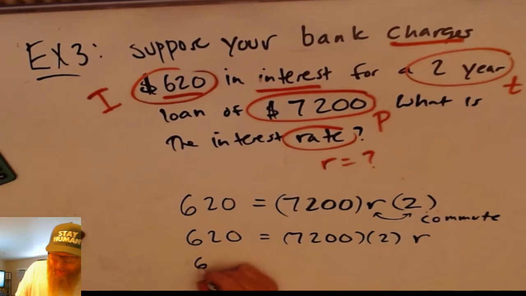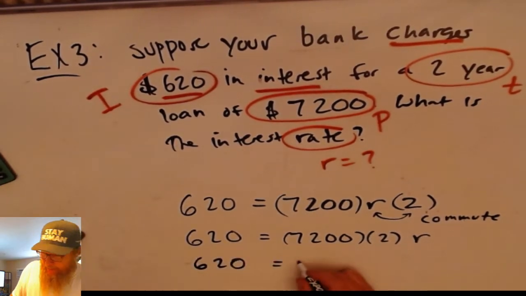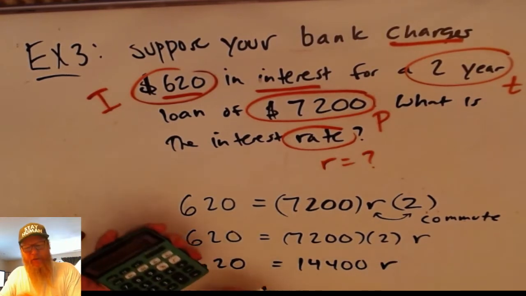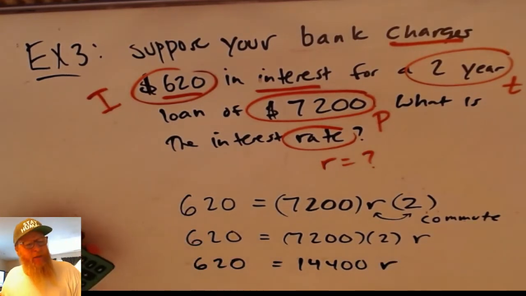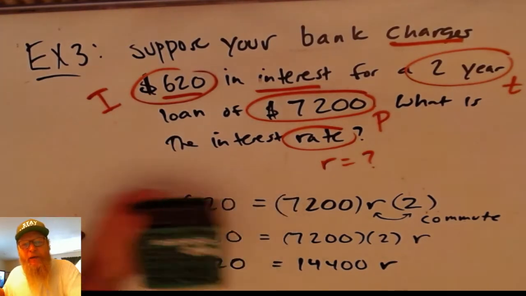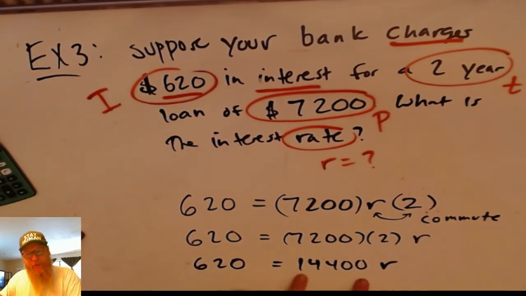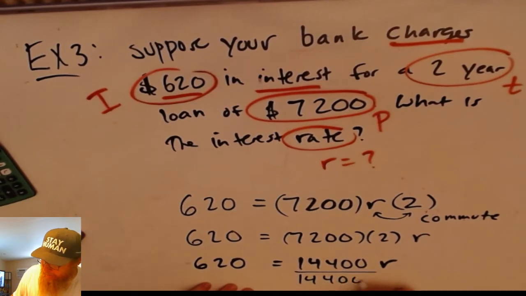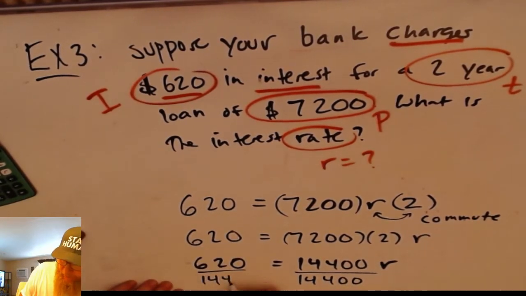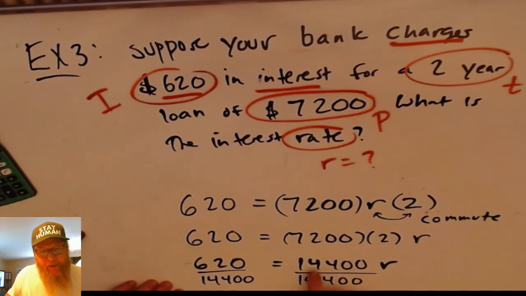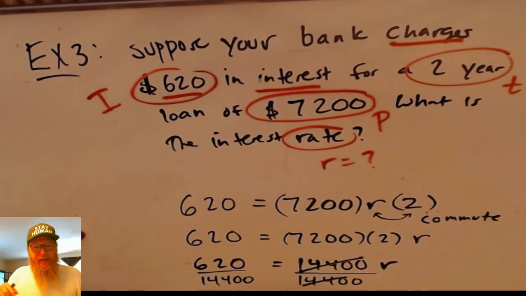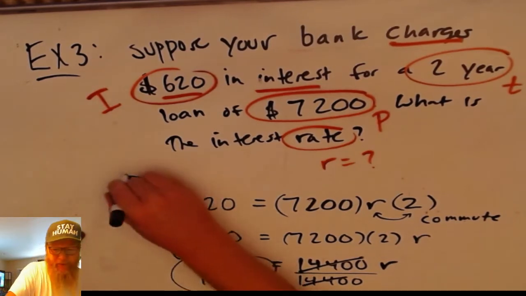Oh, I could do that in my head. Can I? 7,200 times 2 is 14,400. It is kind of early, so I'm making sure I'm doing it right. All right, and now we're solving for R. So we're going to divide both sides by 14,400. I keep saying 1440, you know what I mean. 14,400. Cross those off. I can't do that in my head, so I'll use the calculator.